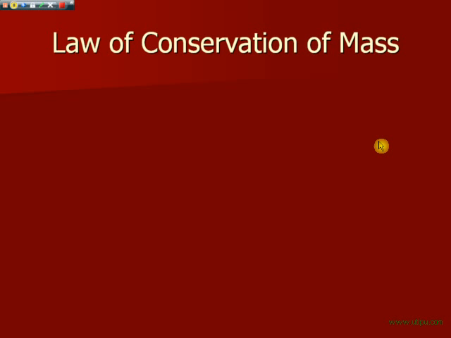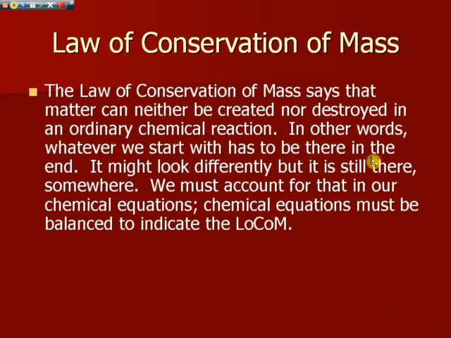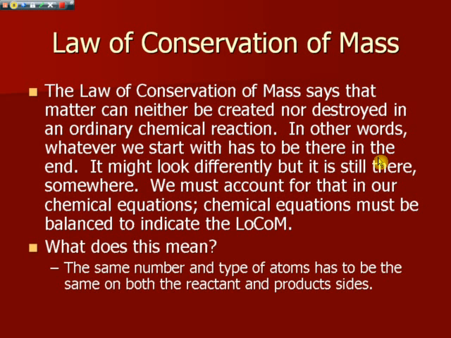And so now we're going to take a little bit closer look at the conservation of mass topic. The law of conservation of mass says that matter can neither be created nor destroyed in an ordinary chemical reaction. In other words, whatever we start with has to be there in the end. It might look different, but it's still there somewhere. We must account for that in our chemical equations. Chemical equations must be balanced to indicate the law of conservation of mass.